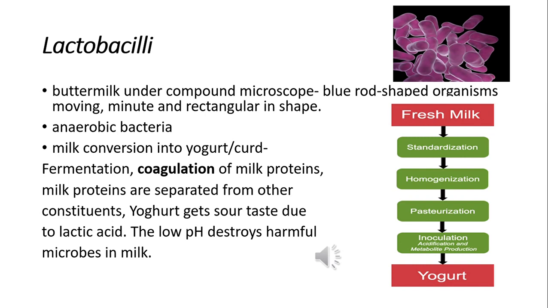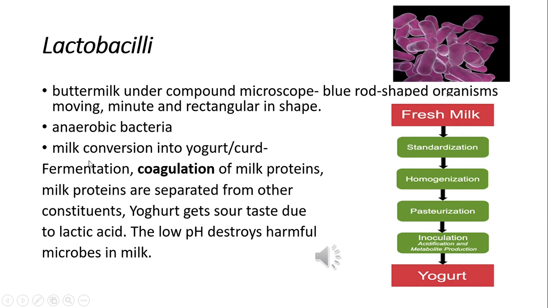Now let's look at the process of how milk gets converted into curd or yogurt. This is a very simple process involving lactobacilli. The lactobacilli have certain enzymes. They convert the lactose of milk, the sugar present in the milk, into lactic acid. This process of formation of lactic acid is called fermentation.